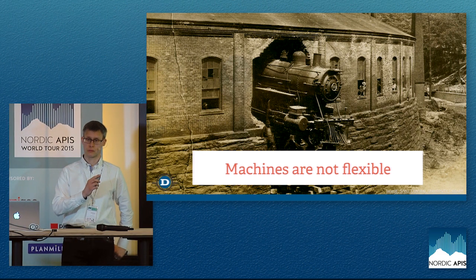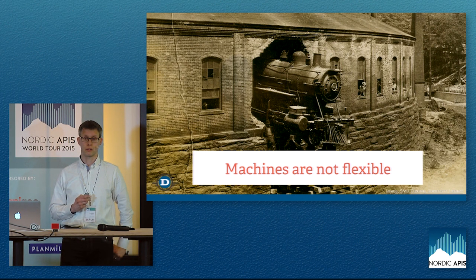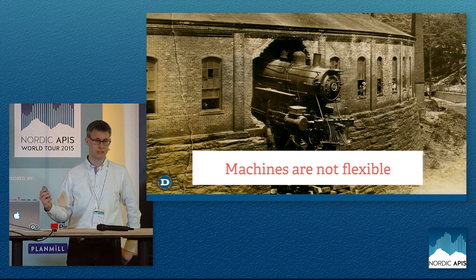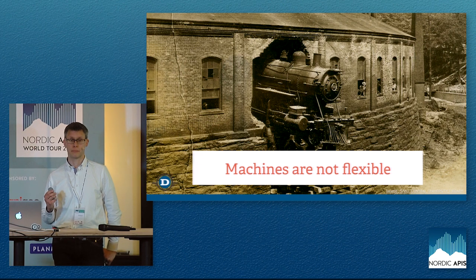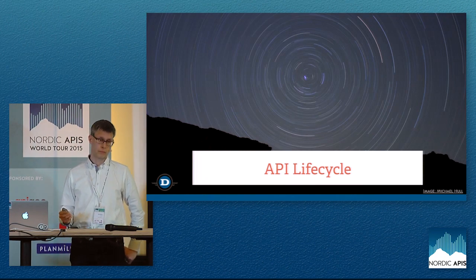So if we have APIs that are building blocks, they require a lot of trust from the user, and they're used by machines. Machines are consuming these, so they're not flexible. This impacts the lifecycle. And the lifecycle has four main phases.